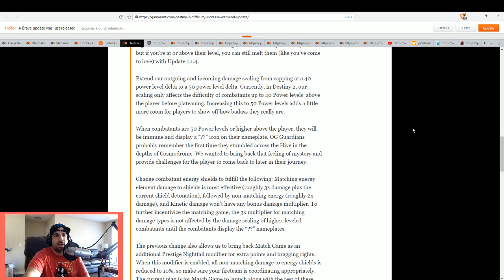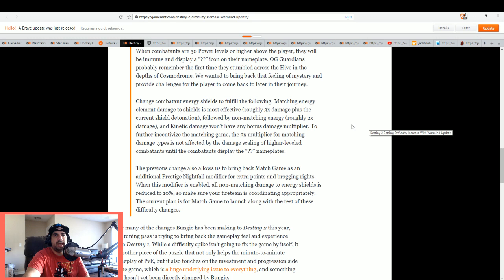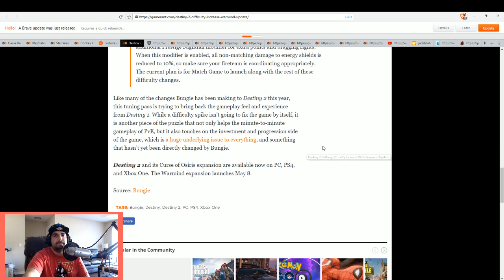When combatants are power levels higher or above, they will be immune and display a question mark over their nameplate. OG Guardians probably remember the first time they stumbled across the hive in the depths of the Cosmodrome. Current change combatant energy fields to fulfill the mission, matching energy elements, blah blah blah.